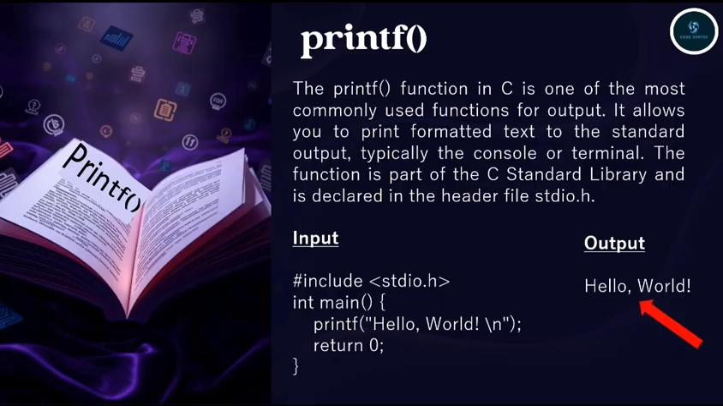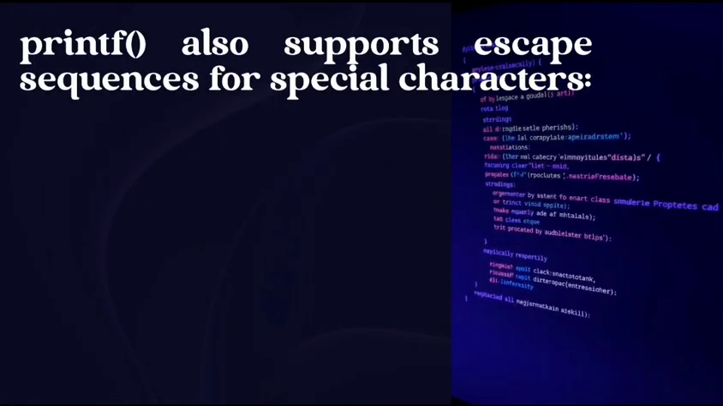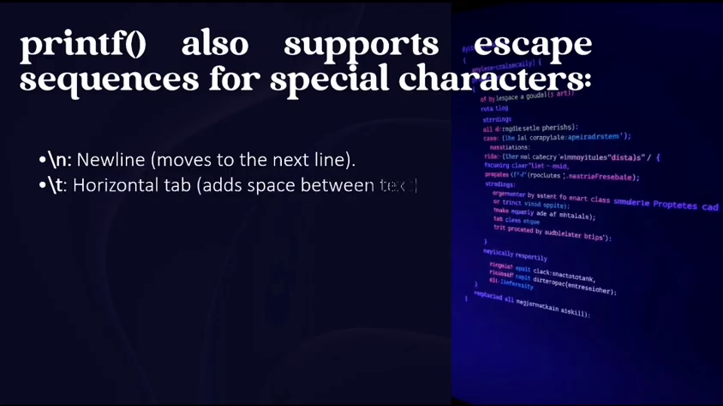Printf also supports escape sequences for special characters. There are a lot of characters, but today we will discuss only a few. First one is \n. N means new line. When we use n with a backslash, we can display a new line on the screen. If we use t with a backslash, we can display a tab space. Next one is \\. It displays a backslash as the character.